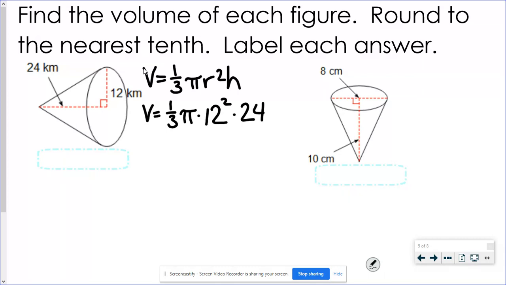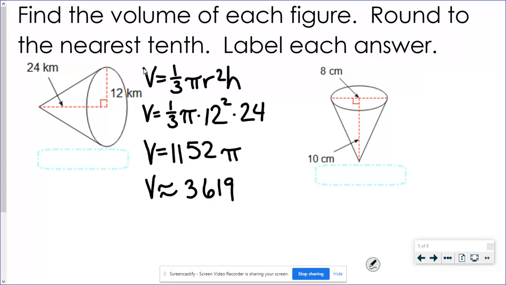So if I know that these are going to be big numbers anyway, if I know that I'm going to have to use a calculator, you don't really have to do that simplifying stuff in your head. You could just do 12 squared, which is 144, times 24, and then just divide that by 3. And as an exact answer right now, I've got 1152 pi. And again, I don't care if you write that part down. Now I'm just going to multiply that by pi, and my answer is going to be 3619.1. And my label on this is going to be cubic kilometers.